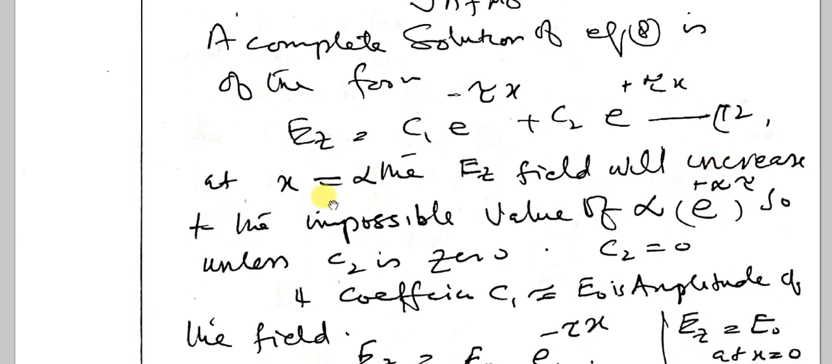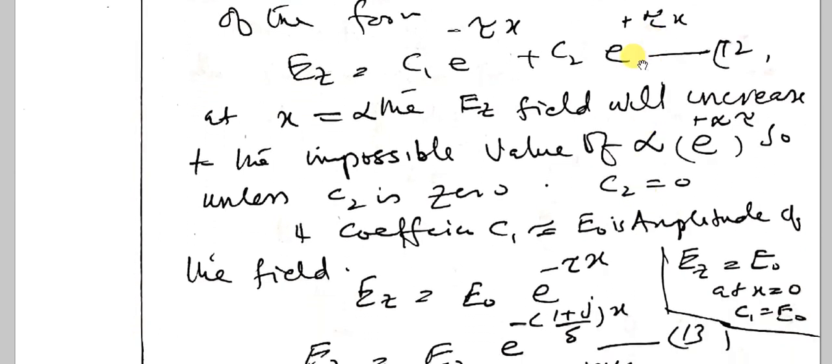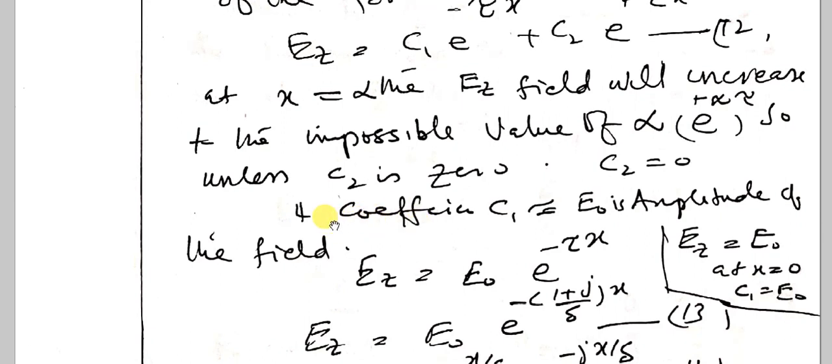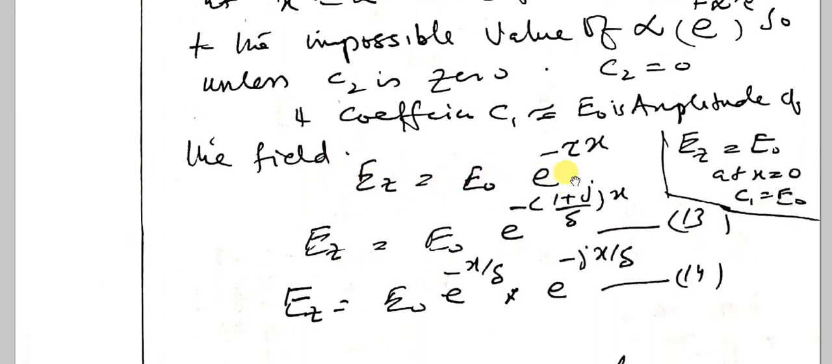Now at x equal to infinity, if we put x as infinite distance, the Ez will increase to an impossible value. So if x is infinity, e to the power infinity is infinity, so it is not possible that Ez is infinite. So unless C2 is 0, and C2 is a constant, we put it equal to 0, so that we can avoid the undefined situation, that is, the singularity. We don't want that in a particular situation. And the coefficient C1 can be considered as the amplitude E0, the amplitude of the field.